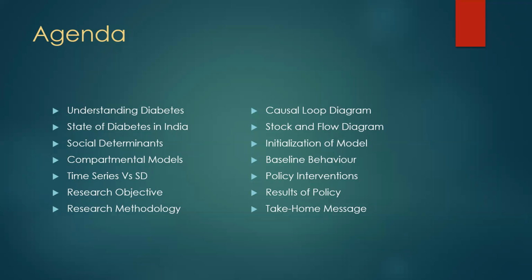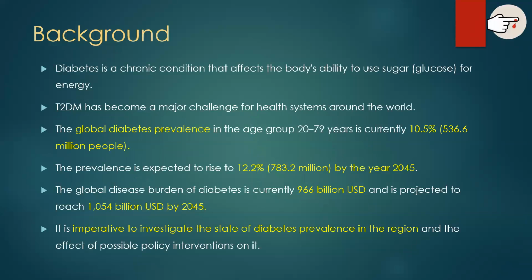Diabetes is a chronic condition that affects the body's ability to use sugar and glucose for energy. So people feel tired, and polyuria and many other problems occur. Type 2 diabetes, as it is now called, since we have removed "mellitus" because without sugar also there are certain complications. Type 2 diabetes has become a major challenge for health systems around the world.